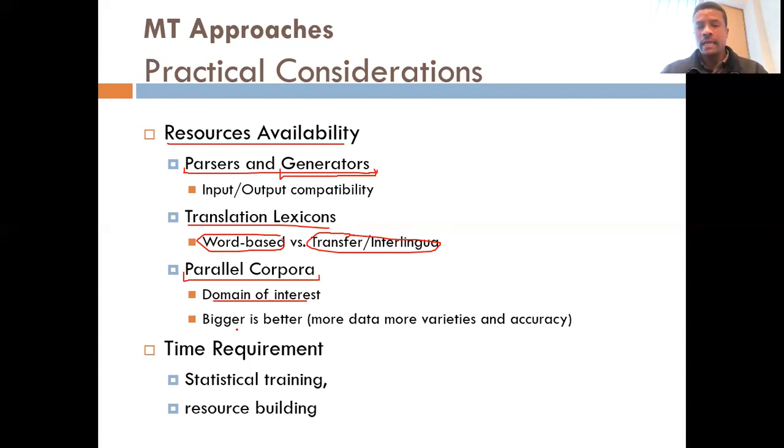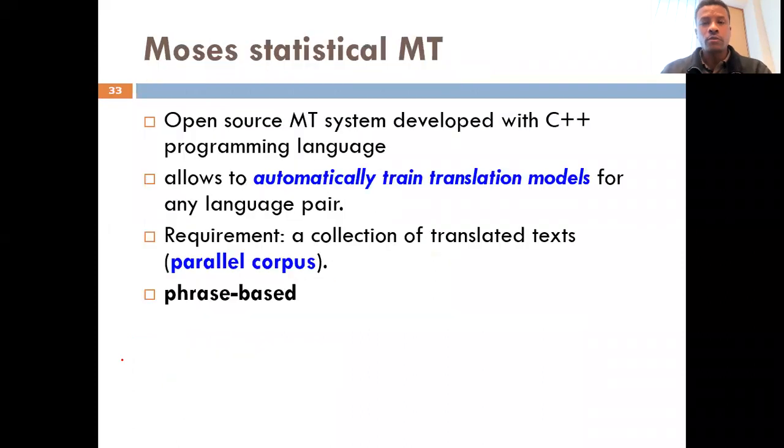The other major requirement is to build the resources: to build the word alignment, to build the parallel corpus, to clean the parallel corpus. All these things need time. In addition to that, the statistical model needs training time. So these are some of the resources that are required, which is a consideration that you have to make.